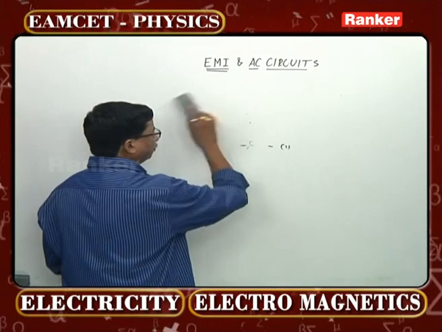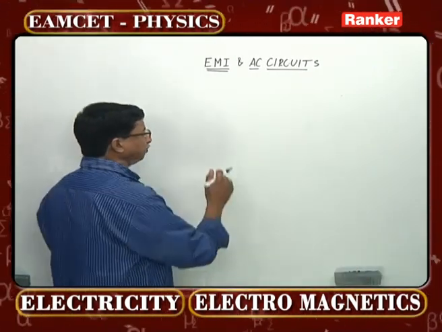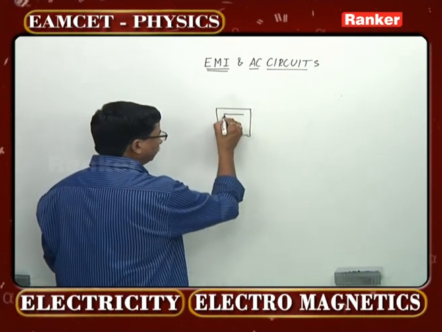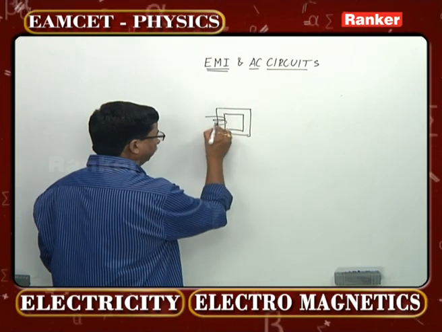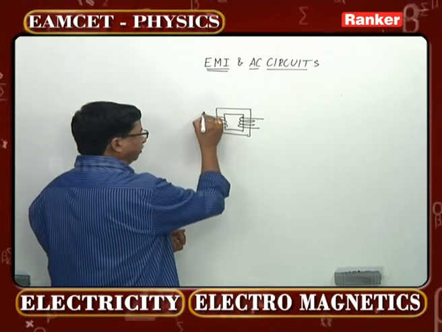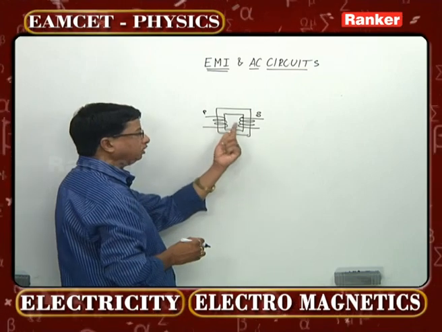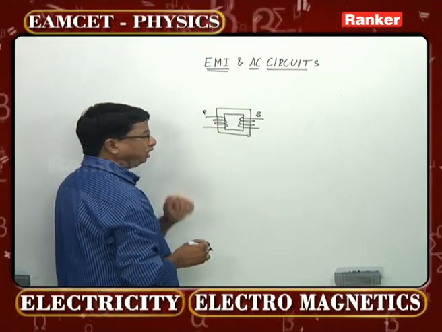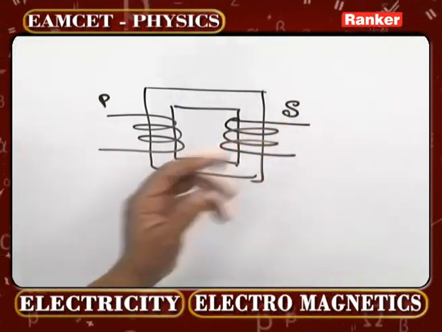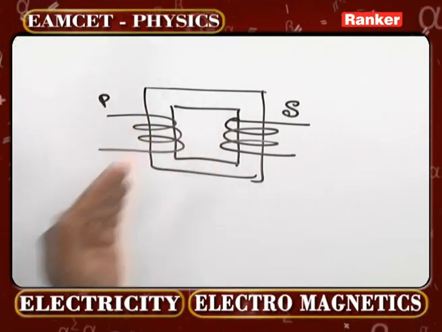Taking this mutual induction into account, they have given us the concept of a transformer. Transformer, of course, we will be having two coils inside. One, of course, is called the primary coil, one is called the secondary coil. This is primary, this is secondary. But observe carefully, if the secondary number of turns is more than that of primary turns, then that is called a step-up transformer. If the secondary number of turns is less than the number of turns in primary, that's called a step-down transformer.